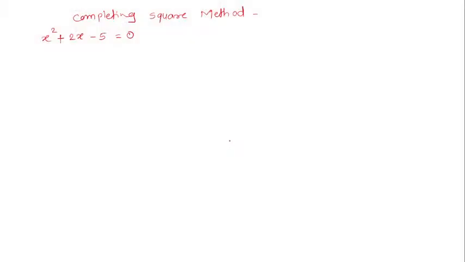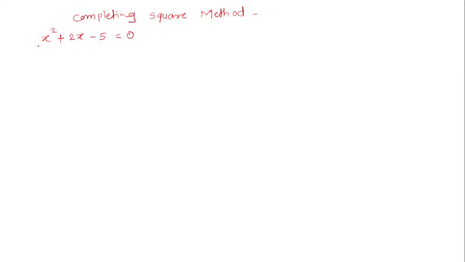Now let's see how to use the completing square method to find the solution of this type of equation. So the first condition to use the completing square method is that the coefficient of the first term, that is x square, must be 1. Now in this particular question, it is 1, so no need to check it. But suppose we have 3 here, 3x square, then we have to eliminate this 3. So in that case, first of all, we should take care that the coefficient of the first term must be 1.